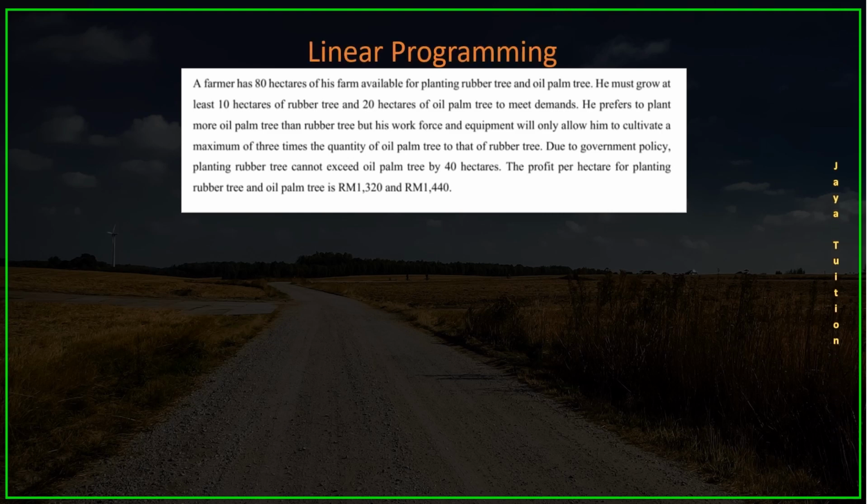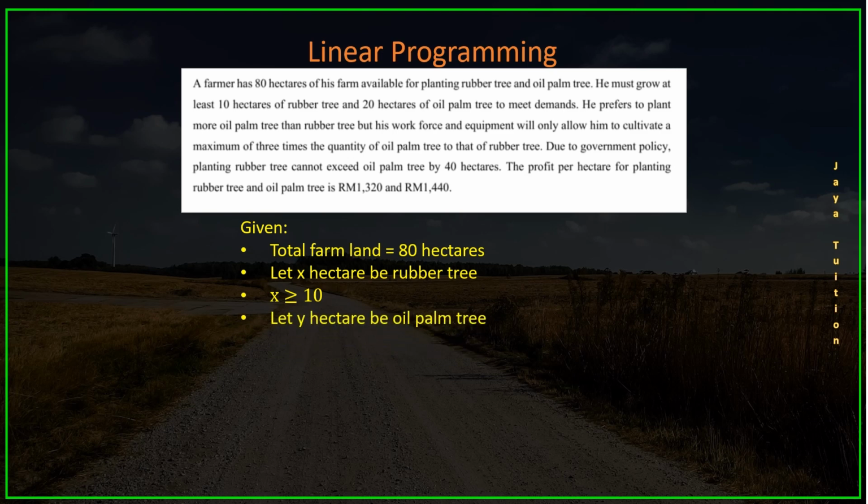Exactly, the problem is a farmer has 80 hectares of farming land and he must grow at least 10 hectares of rubber tree and 20 hectares of oil palm tree. Further to that, there are two constraints. One is about the workforce and the equipment. He can cultivate maximum 3 times the quantity of the oil palm tree to that of rubber tree. The second constraint is of the government policy. Rubber tree cannot exceed oil palm tree by 40 hectares.